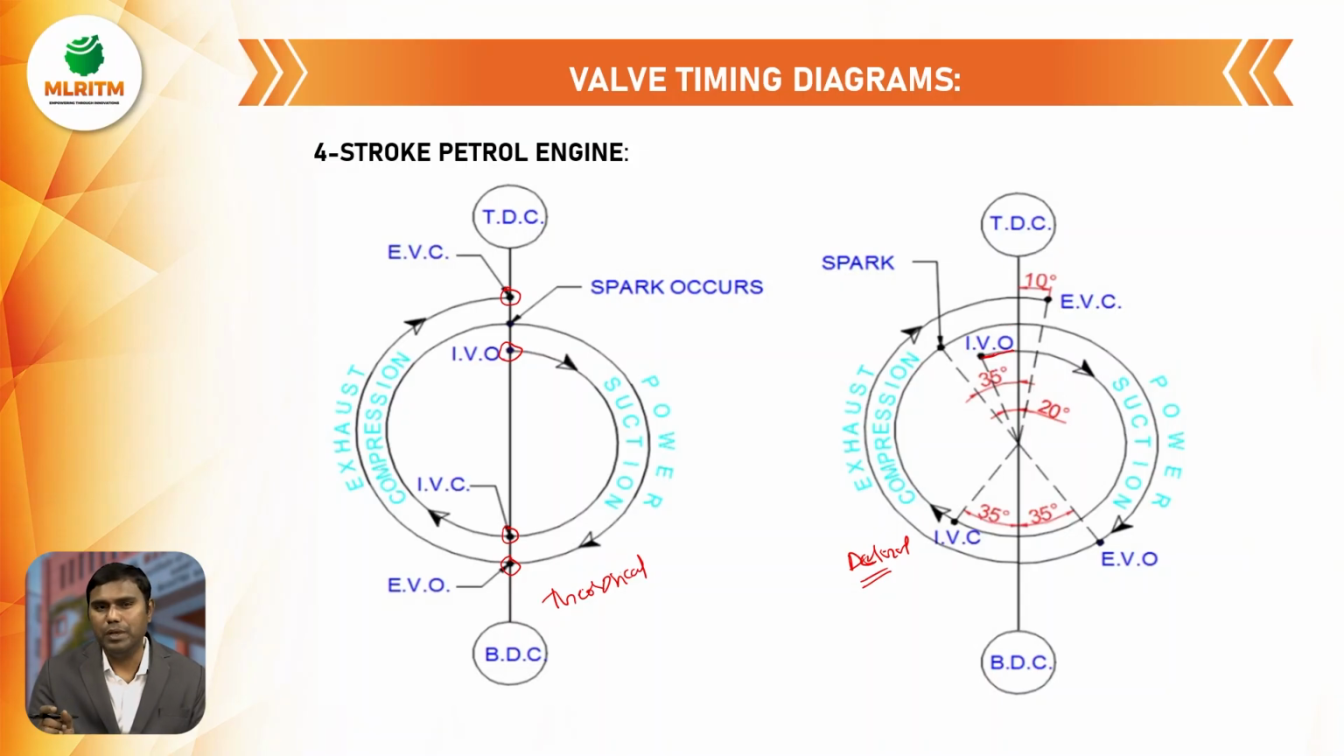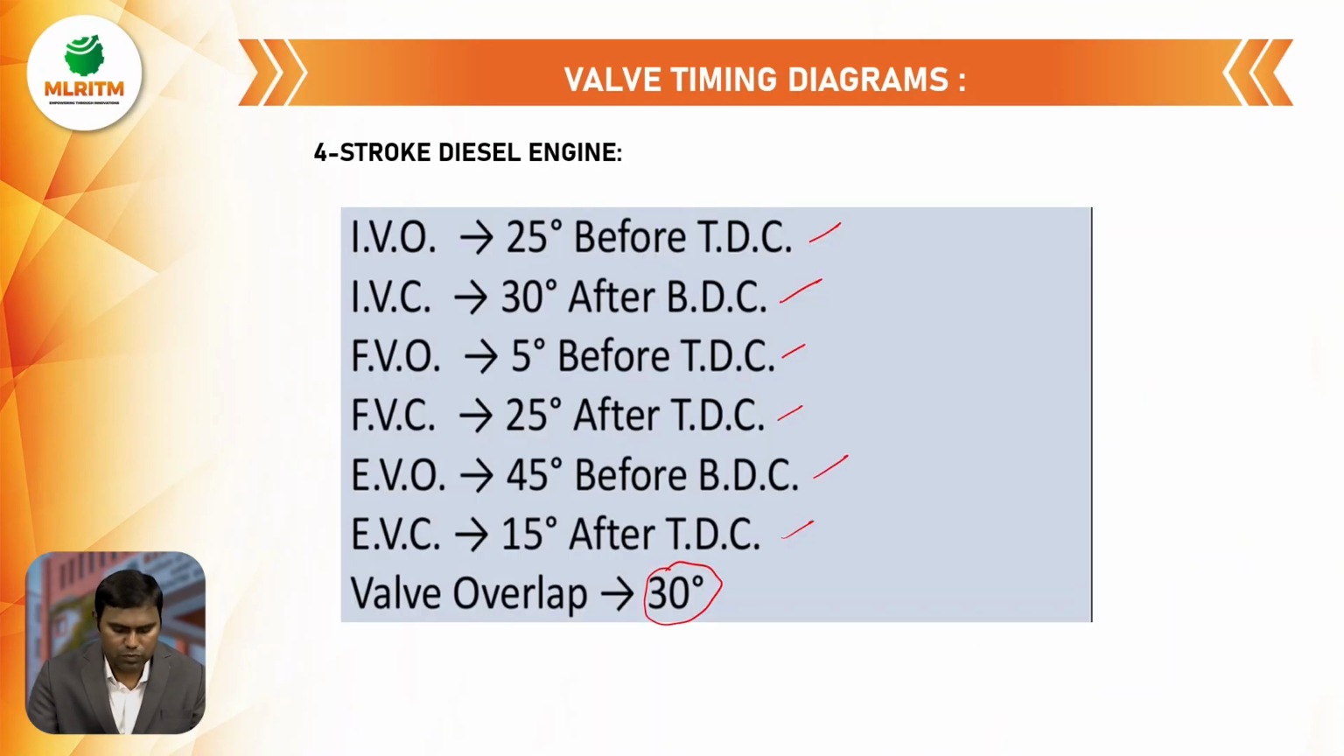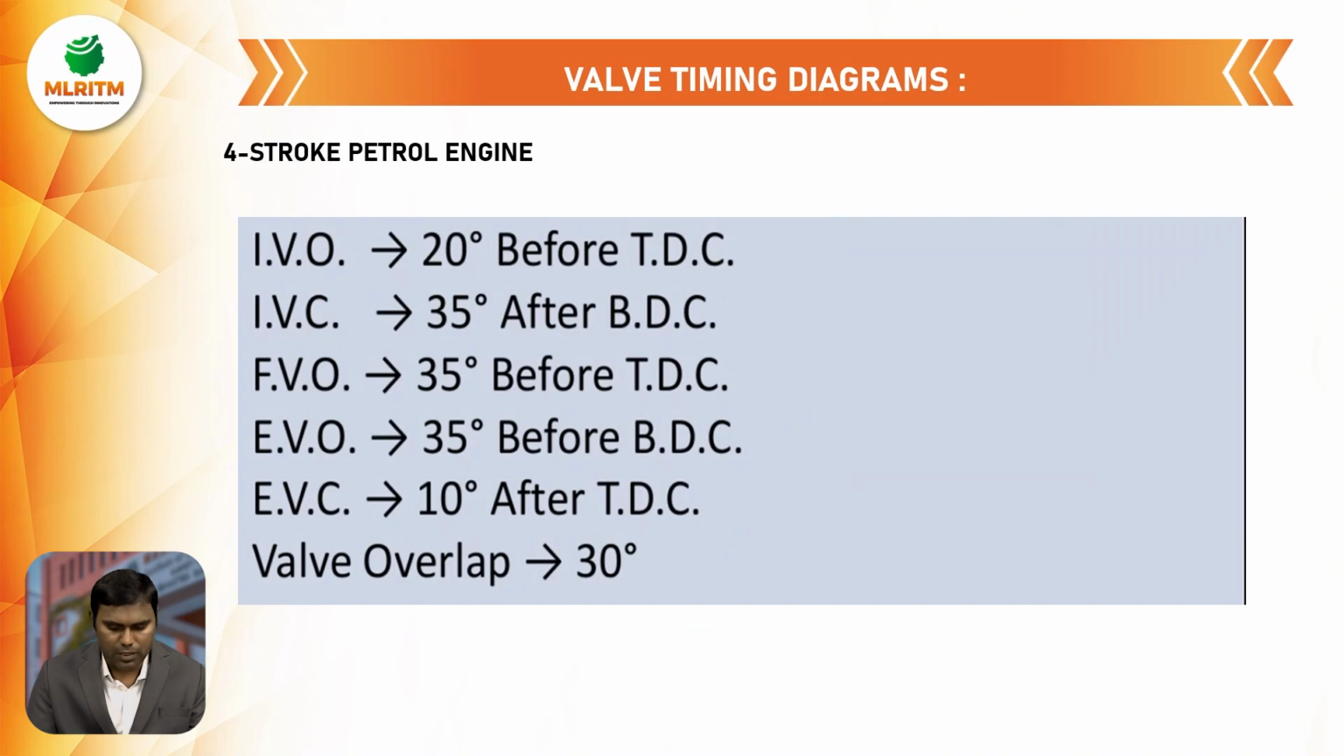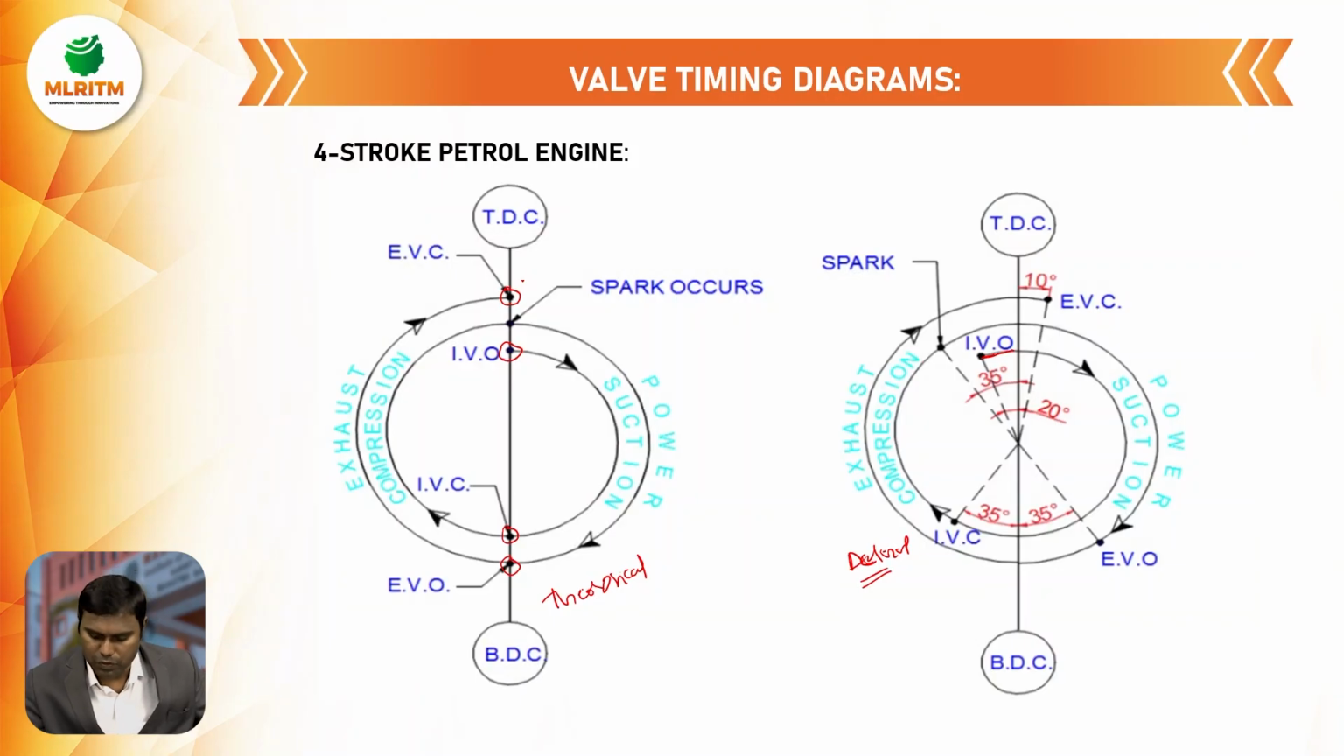So the valve opening angle is different. Previously, if we observe clearly, the inlet valve opened 25 degrees before TDC, but here it is almost 20 degrees before TDC, so there is a slight difference. The inlet valve opens 20 degrees before TDC and closes 35 degrees after BDC. Then the exhaust valve opens 35 degrees before BDC and closes 10 degrees after TDC.